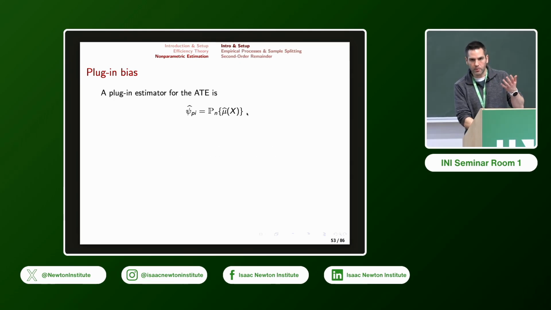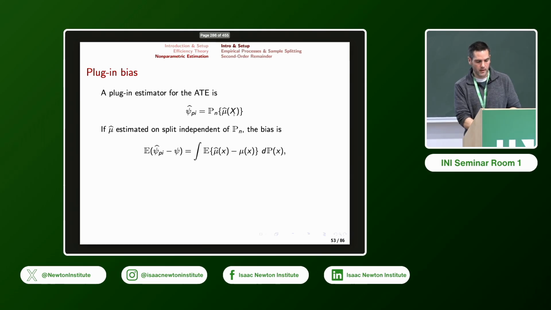The one plug-in estimator would take the regression function and average up those estimates. The bias in this case is just going to look like the integrated bias of the estimator we use here, which in general is going to be large. It's going to be larger than 1 over root n. It will dominate things. It will give us slower than root n rates.